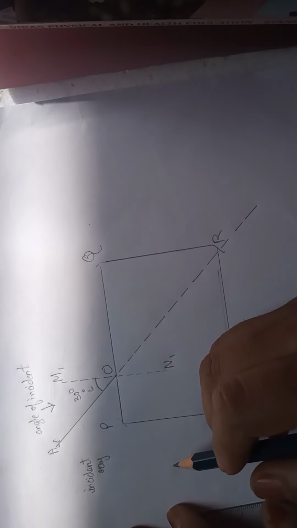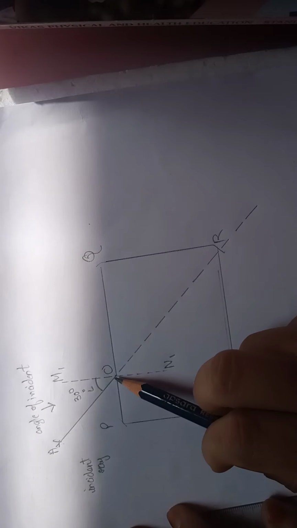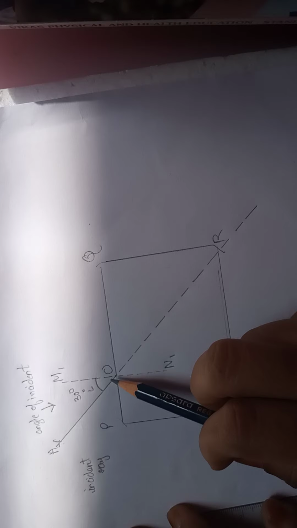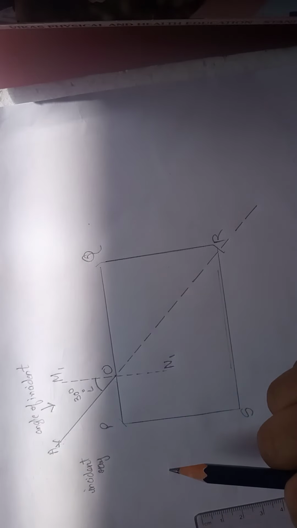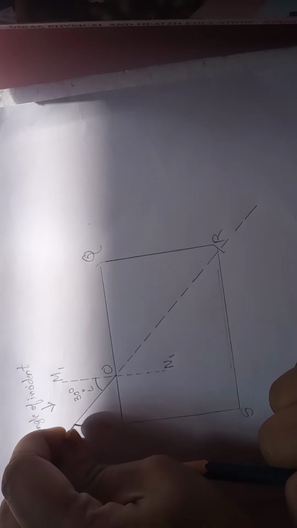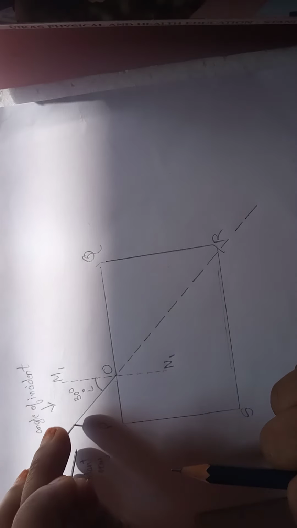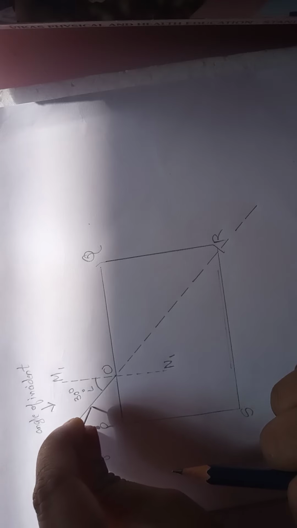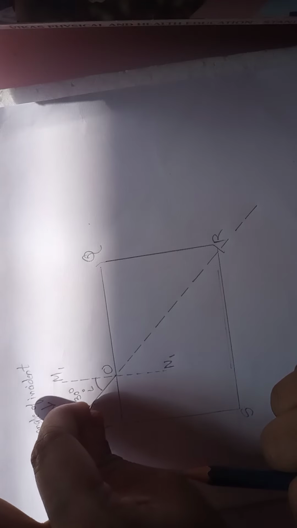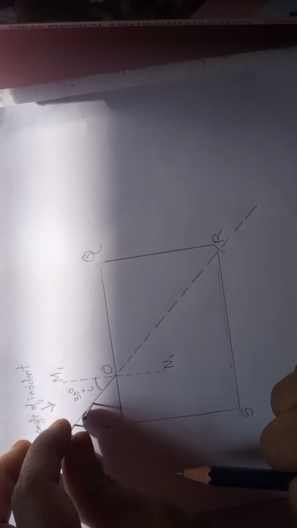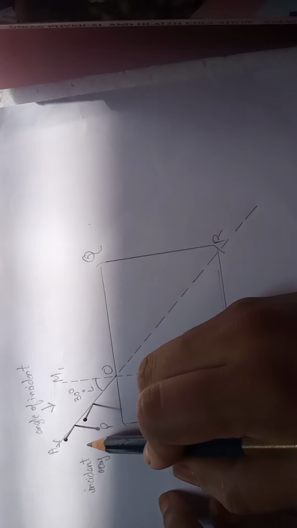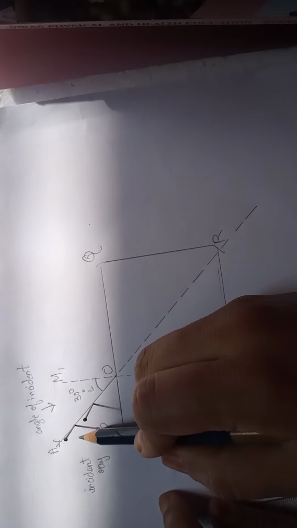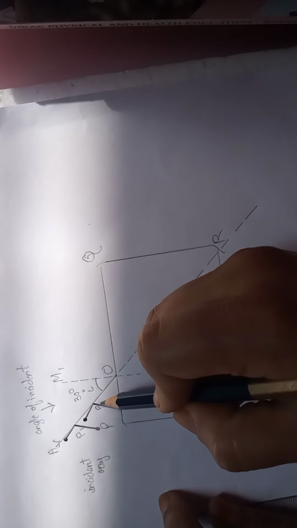Now I am going to fix two pins on line AO, such that the pins are vertical and well separated. Means on this line anywhere I will place the two pins. The pins are vertical and they are well separated. Well separated means what? The distance between the two pins should be sufficient. I will name this first pin as P1, and the second will be P2.